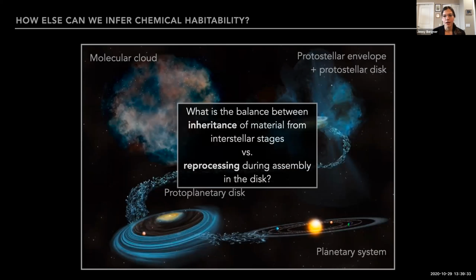So I think ultimately it's quite likely that these planetary compositions that we're left with in the end are going to be set by some combination of inheritance of material from these earlier stages of interstellar chemistry, like the molecular cloud, and then some reprocessing that's going on during the assembly of planets in the disk. And so one of the big questions in my field is trying to disentangle the balance between this inheritance and reprocessing in setting the composition of planetary building blocks.